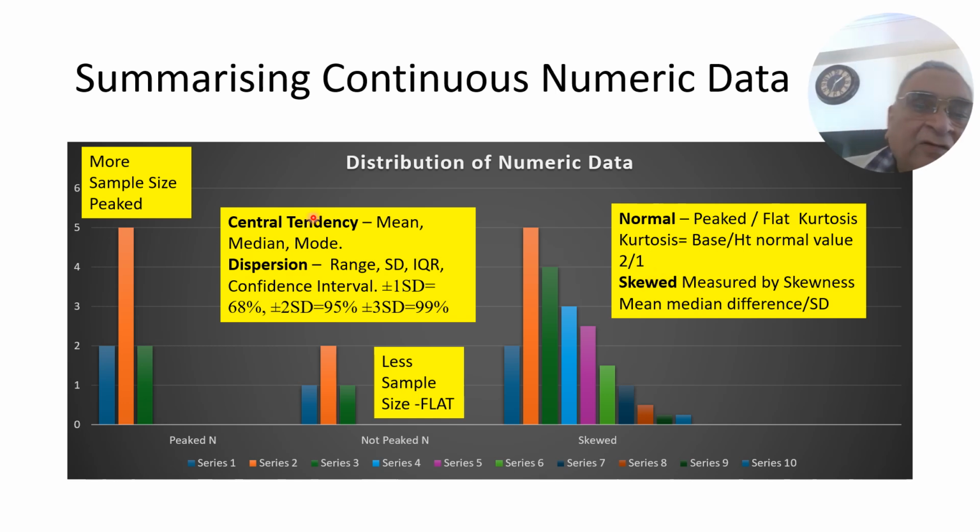Now we'll revise that there are two measures by which the numeric variables can be summarized. One is central tendency, mean, median, and mode, and the other is dispersion, where the values can be range, standard deviation, interquartile range, and confidence intervals. And confidence intervals are related to standard deviation. One standard deviation is equal to 68% confidence interval, two standard deviation to 95%, and three standard deviation to 99%.